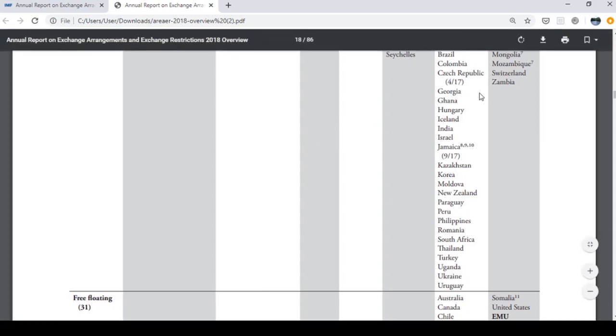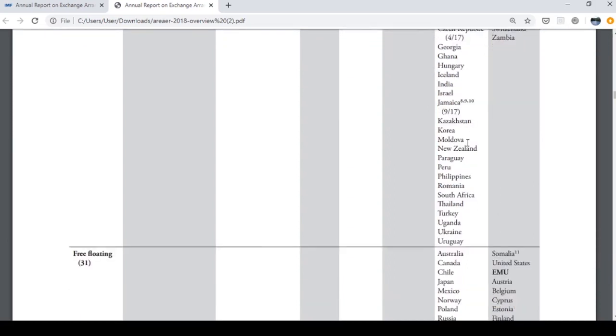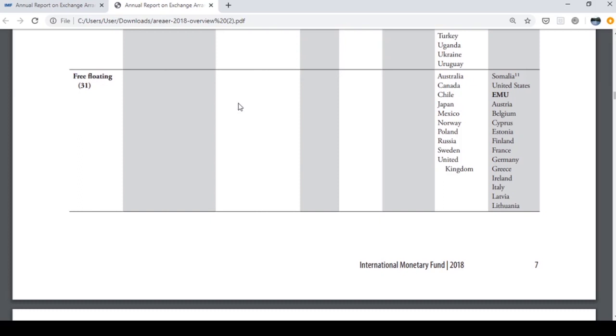So looking through here, we've got Switzerland, the Philippines, Thailand, Turkey, India. And under the completely free-floating system, we've got the United Kingdom, the United States, the Eurozone, which is the EMU, European Monetary Union. Again, it's not necessary to have a very detailed understanding of the different types of systems that countries will have, but just the basic understanding of fixed versus floating.